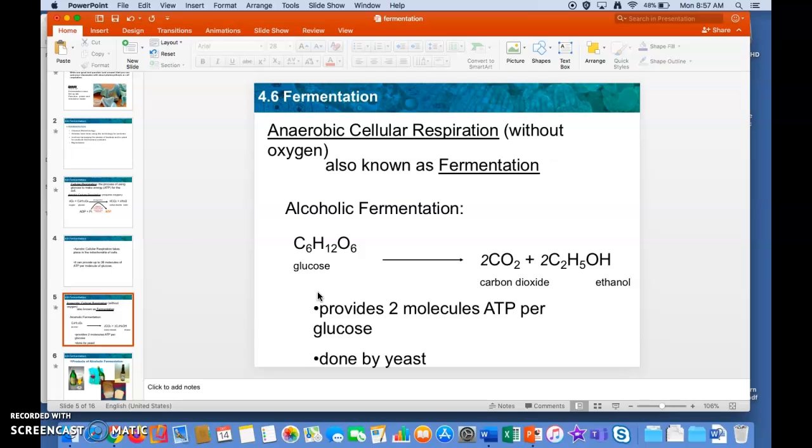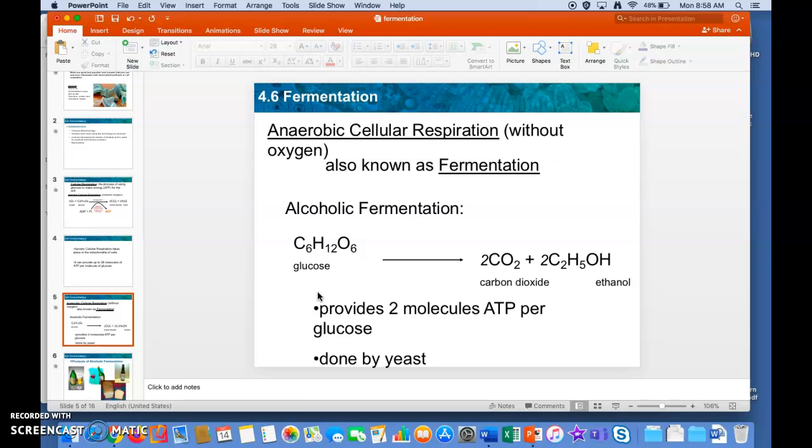The first type of anaerobic respiration I want to talk about is alcoholic fermentation. So this is where some organisms like yeast, which is a fungus, can make ATP for itself by eating glucose, breaking down glucose, making ATP in the process, and the results are carbon dioxide and ethanol. And ethanol is a type of alcohol, okay? And carbon dioxide is a gas, and it's a gas that makes bubbles.